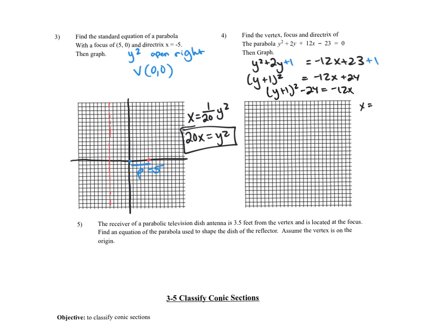So we would get y plus 1 squared minus 24 equals negative 12x, which means that x equals negative 1/12 times the quantity y plus 1 squared plus 2. So that means that our vertex is going to be at 2, negative 1. Because the y is squared, this is going to open left or right. It's actually going to open left because the coefficient is negative. And we know that p is equal to 3 because 12 is equal to 4p. So then we can go ahead and graph this.